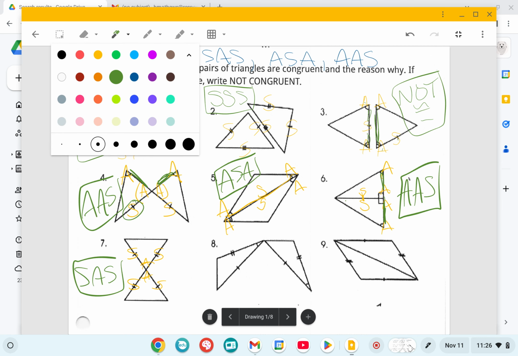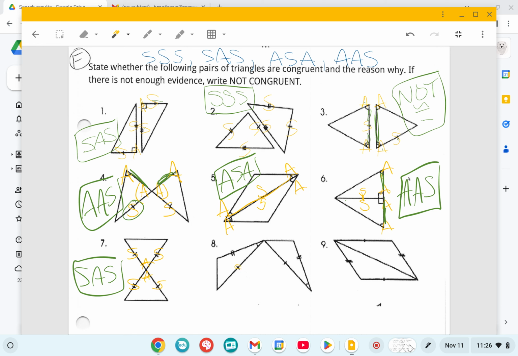Okay, looking at number 8. We've got a pair of sides. We've got a pair of sides. And we got an angle there and an angle there. We've got the 2 sides and the angle in between them. We've got the 2 sides here and the angle in between them.